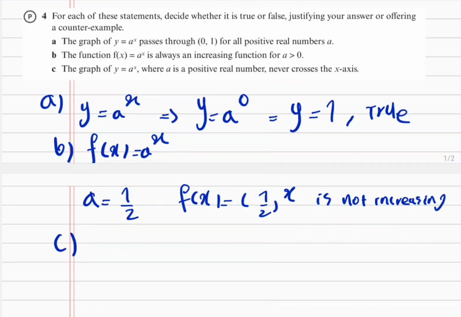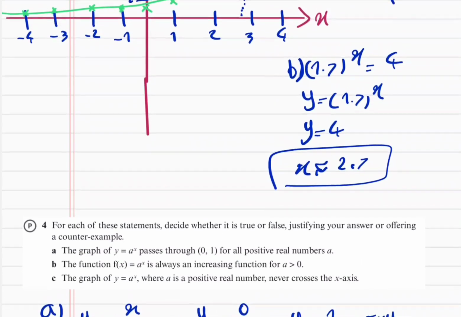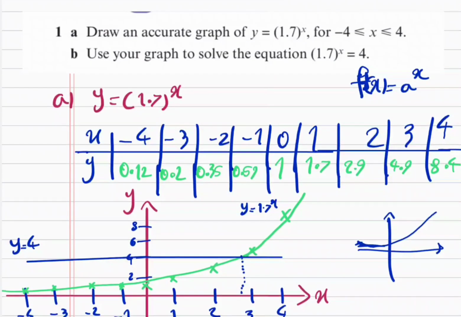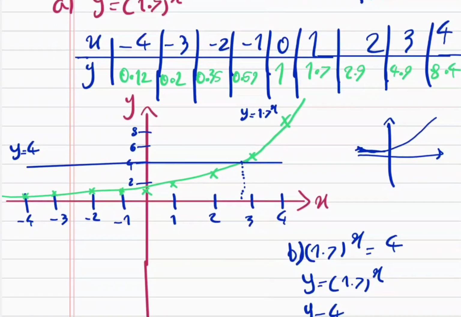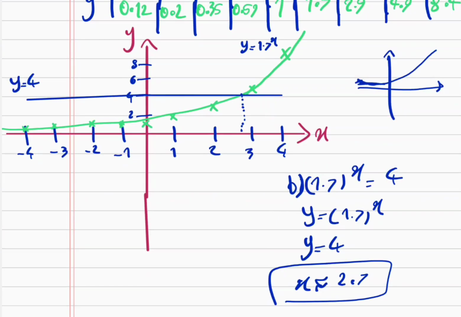Now part C: we want to see if the graph of y equals a to the power of x, where a is a positive real number, never crosses the x-axis. In a previous example we had y equals 1.7 to the power of x, and a in this case is a positive number. As you can see, it never crosses the x-axis. The x-axis is an asymptote, and that's one of the properties of exponentials of the form y equals a to the power of x.